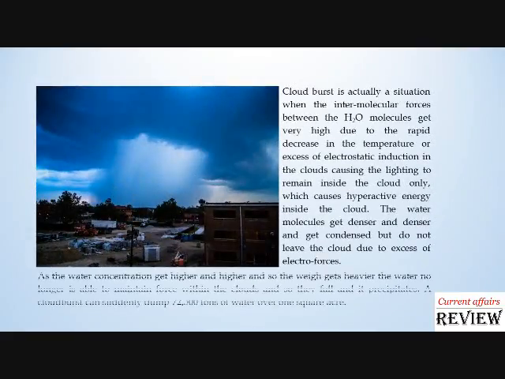How does it happen? Cloudburst is actually a situation when the intermolecular forces between the H2O molecules get very high due to the rapid decrease in the temperature or excess of electrostatic induction in the clouds, causing the lightning to remain inside the cloud only, which causes hyperactive energy inside the cloud. The water molecules get denser and get condensed, but do not leave the cloud due to excess of electrostatic force. As the water concentration gets higher and higher and the weight gets heavier, the water no longer is able to maintain force within the clouds, and so it falls and precipitates.